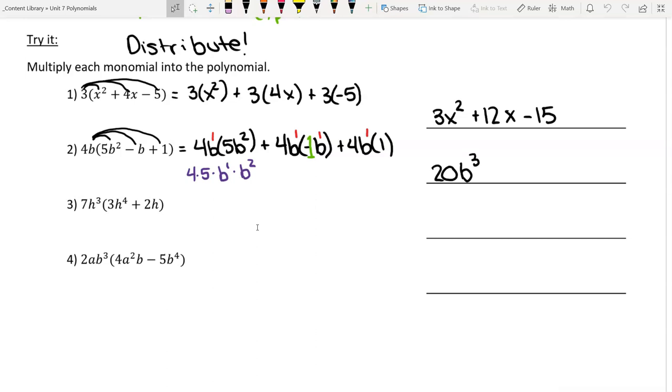I'll write it out for the second one too. So I'm going to reorder 4 times negative 1 times b1 times b1. So what I get for that second term is minus, because 4 times negative 1 is negative 4, minus 4b squared. And that last term, anything times 1 is just itself. So don't forget that it's not 1, it is just plus 4b, okay?